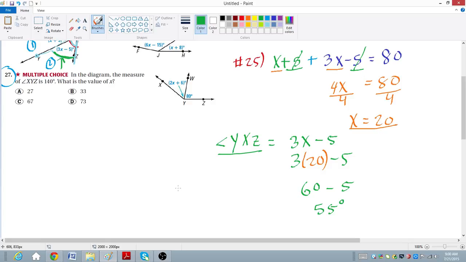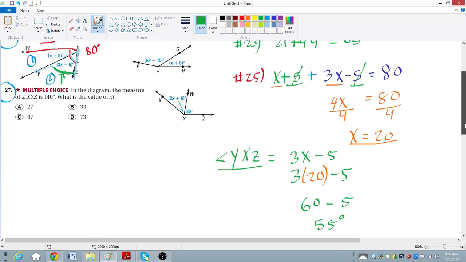Now, let's move on to the next one, which is number 27. All right, number 27. In the diagram, so I'm going to put number 27 right here in red, and then make a border here so I don't go through it. In the diagram, the measure of XYZ is 140. This is X, this is Y, this is Z. So this angle right here is 140.